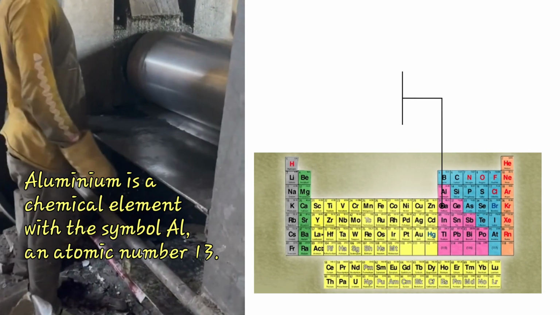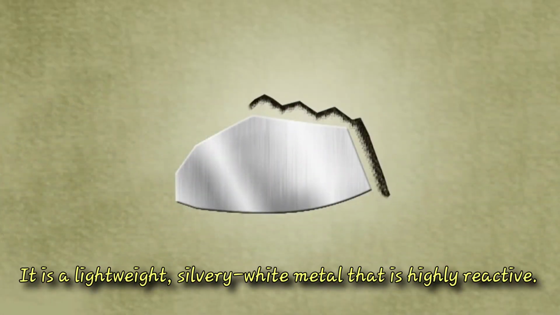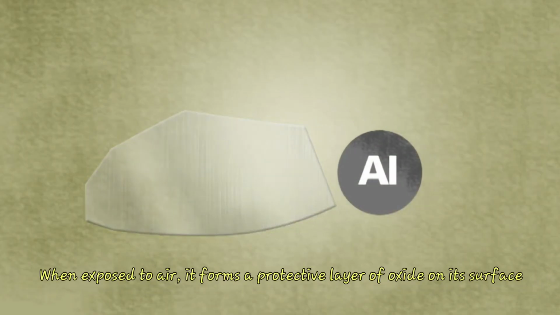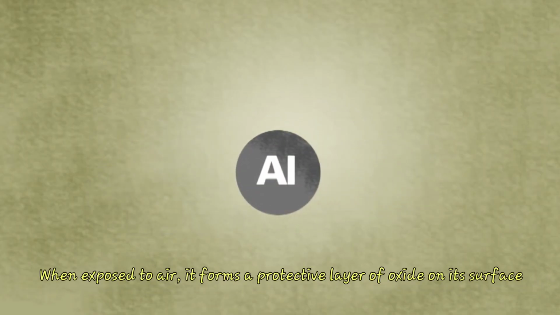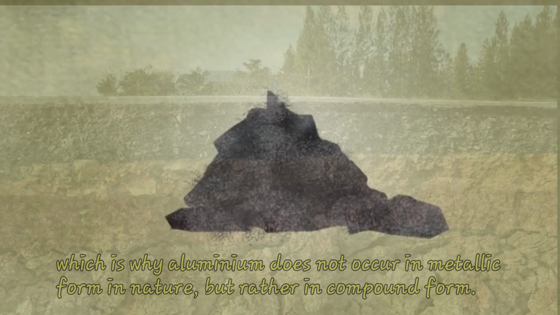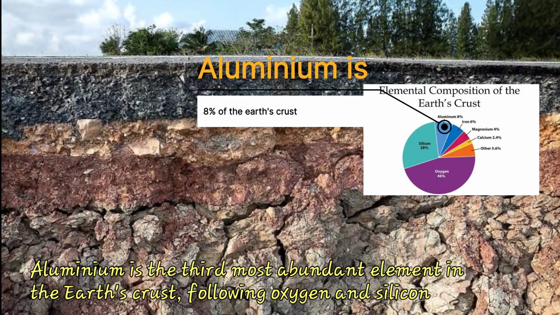Aluminium is a chemical element with the symbol Al and atomic number 13. It is a lightweight, silvery white metal that is highly reactive. When exposed to air, it forms a protective layer of oxide on its surface, which is why aluminium does not occur in metallic form in nature but rather in compound form. Aluminium is the third most abundant element in the Earth's crust, following oxygen and silicon.